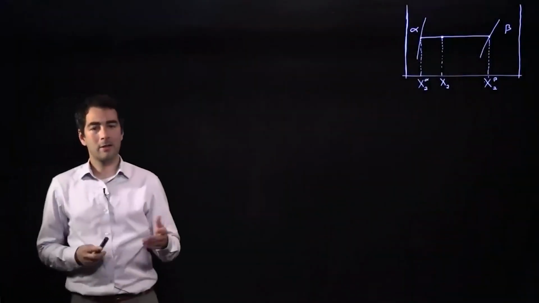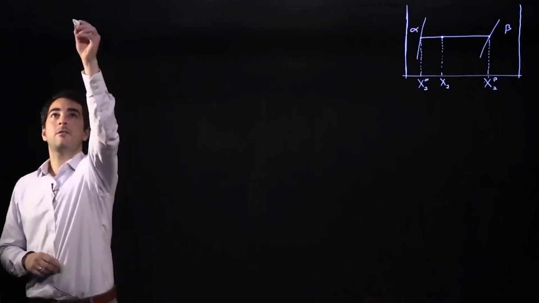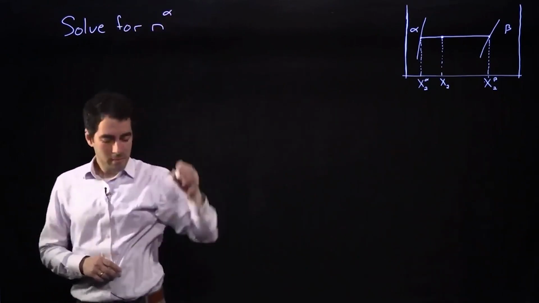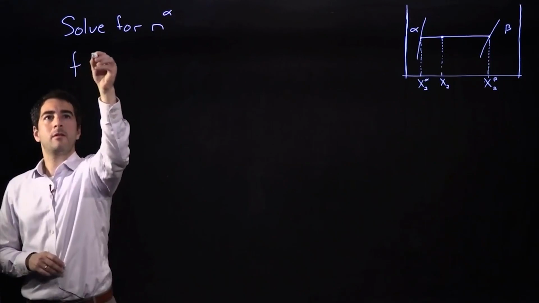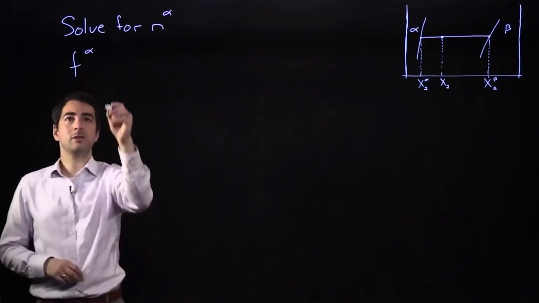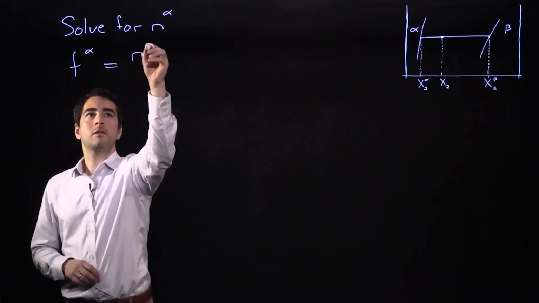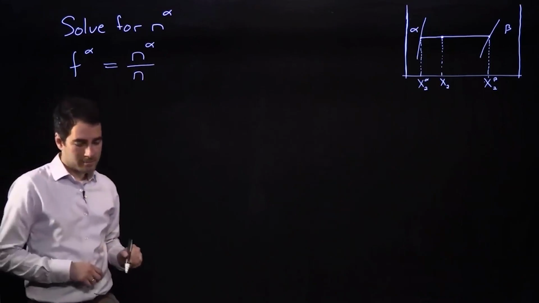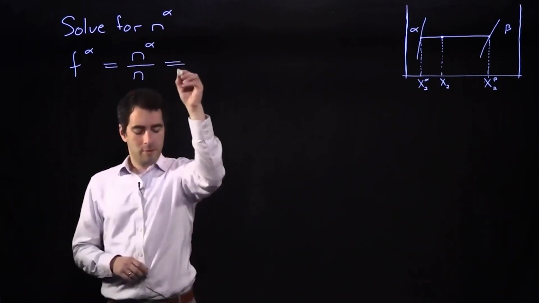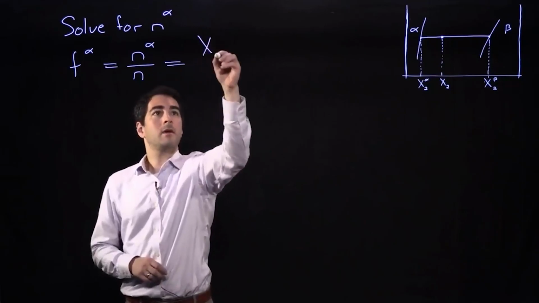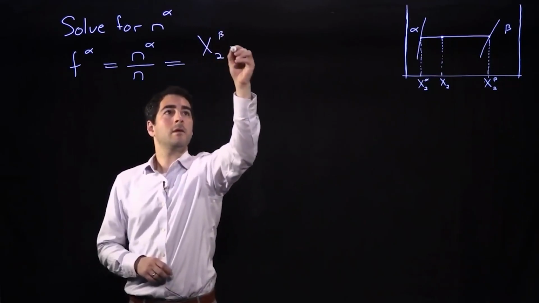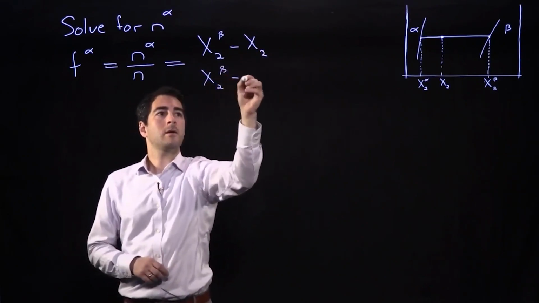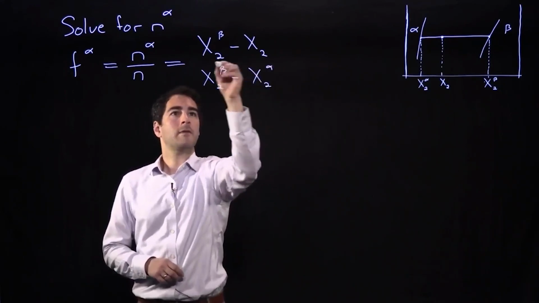Now that we've eliminated N super beta, we can simply solve for N super alpha. I'm actually going to solve for something called F super alpha, which is the phase fraction, which is the moles of phase alpha divided by the total moles in the system. From the equation on the previous board, this simply becomes x2 beta minus x2, over x2 beta minus x2 alpha.